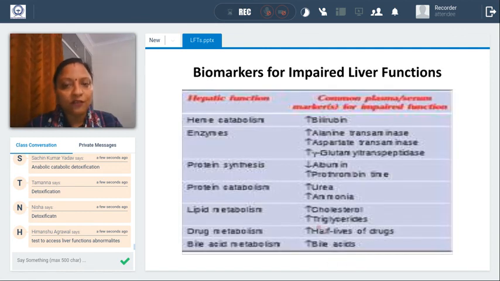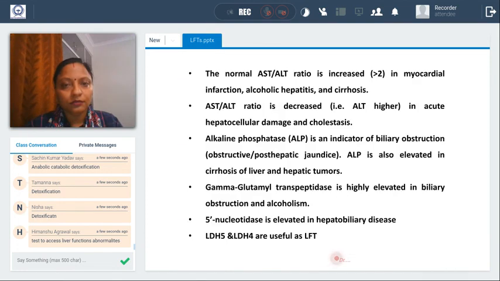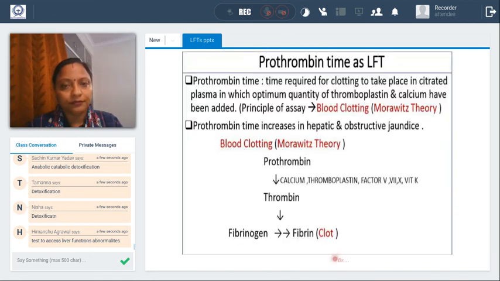These are the biomarkers. You have to remember this: albumin is decreased in impaired liver function. Here it is important again, AST-ALT ratio. AST-ALT ratio is increased in MI, that is myocardial infarction, alcoholic hepatitis, and cirrhosis. AST-ALT ratio is decreased in hepatocellular damage and cholestasis. ALP, you all know, is increased in obstructive post-hepatic jaundice, and GGT in alcoholism and obstruction, and 5-nucleotidase is elevated in hepatobiliary disease. Likewise, LDH5 and LDH4 isoenzymes are useful as LFTs.